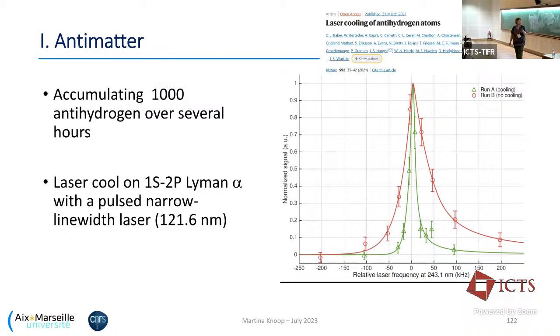It's very difficult to make these antihydrogen atoms. They have like 30 atoms every couple of minutes. So to accumulate them to have 1,000, that needs already hours. And then they laser cool them for 6 hours, okay? And they have this narrow width pulsed Lyman alpha laser, which is a laser at 121 nanometers. So that's really hard work. But if you look at this beautiful curve, they have managed to laser cool antihydrogen atoms in these traps. And this is really an experiment which works very nicely.